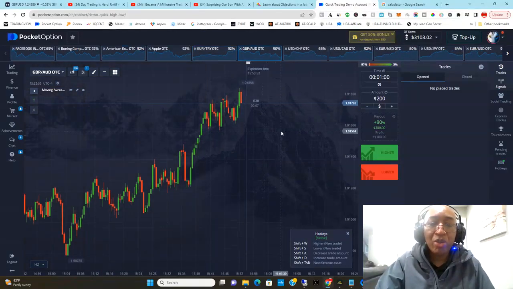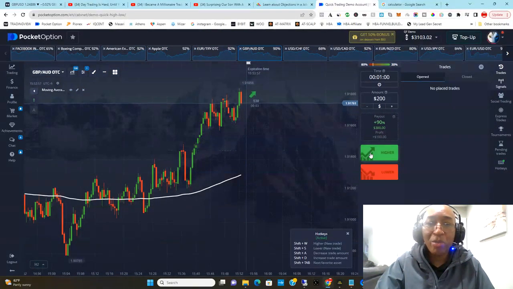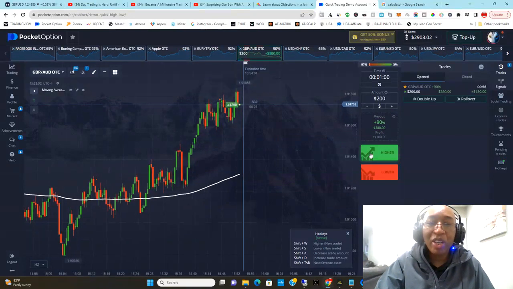Okay, here we go. Where's the 200? Let's see. There you go. So here is a retracement. Okay, so we're going to jump in the next candle. Okay, there we go. So we jumped in the next candle, and hopefully it will go up. There you go. It just went up.